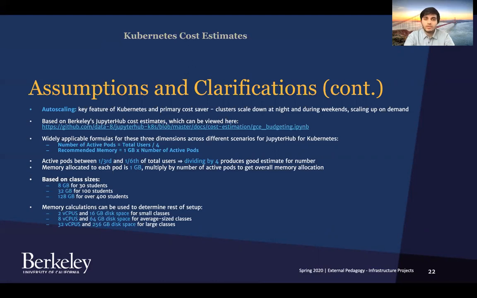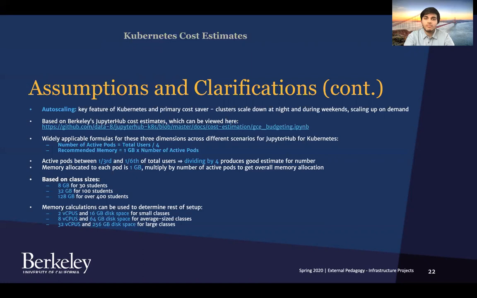And this is also semi-based on Berkeley's own Jupyterhub cost estimates, because the class Data 8 here at Berkeley uses Kubernetes. And so we linked this specific GitHub repo for that. Now, there are a couple of different formulas that we also came up with while investigating how they came up with their cost estimations. And so we realized that we could get the number of active pods as the total users divided by 4, and the recommended memory being 1 gigabyte times the number of active pods. So we saw roughly dividing by 4 is a good estimate for that number.